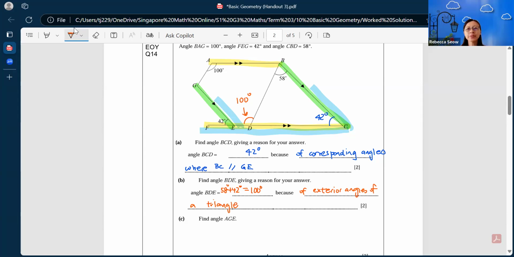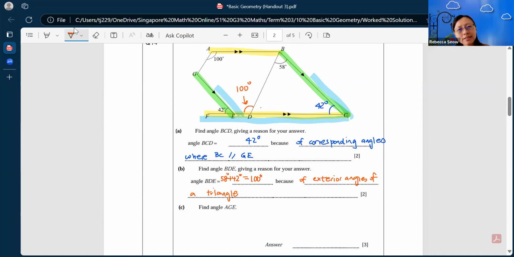Of course, what you can do is also to find angle BDC, this angle over here, and we can work on the property of adjacent angles on a straight line to get your answer. That will take 2 steps. Let's move on to the next.